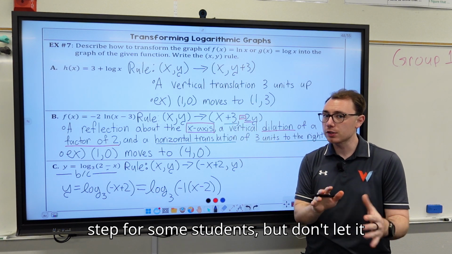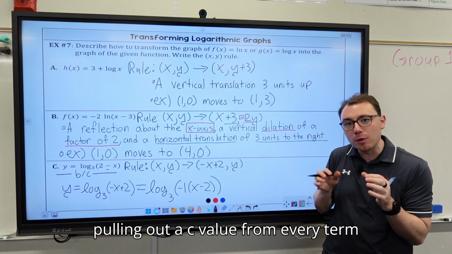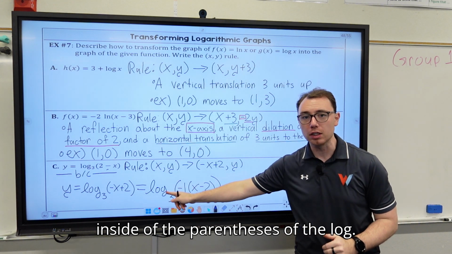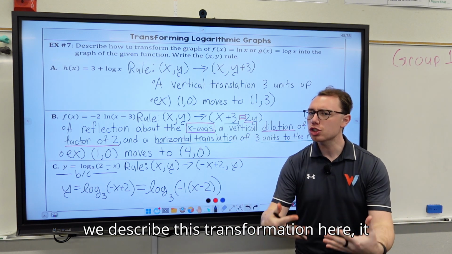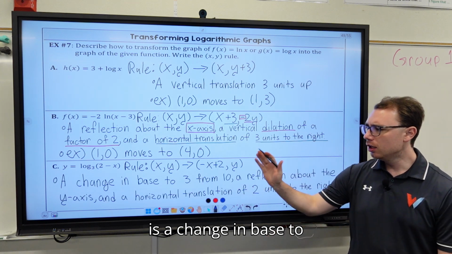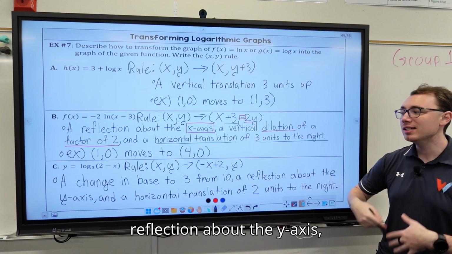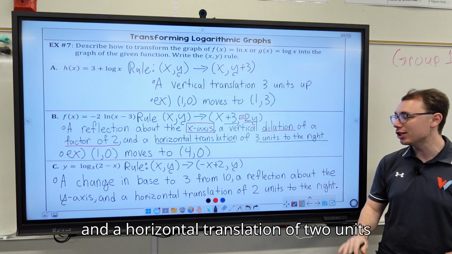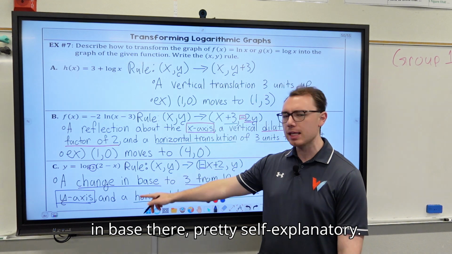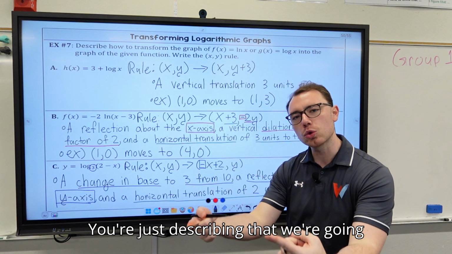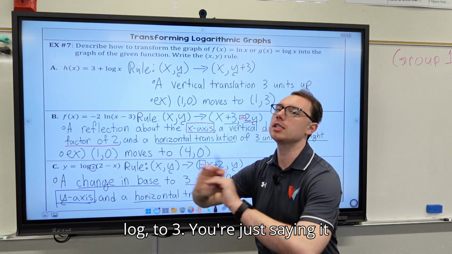This is going to be a tricky step for some students, but don't let it fool you. All you're doing is pulling out a c value from every term inside of the parentheses of the log. For example C, we do have what's called a change in base. So when we describe this transformation, it is a change in base to 3 from 10, a reflection about the y-axis, and a horizontal translation of 2 units to the right. That change in base is pretty self-explanatory. You're just describing that we're going from a base of 10, or common log, to 3.